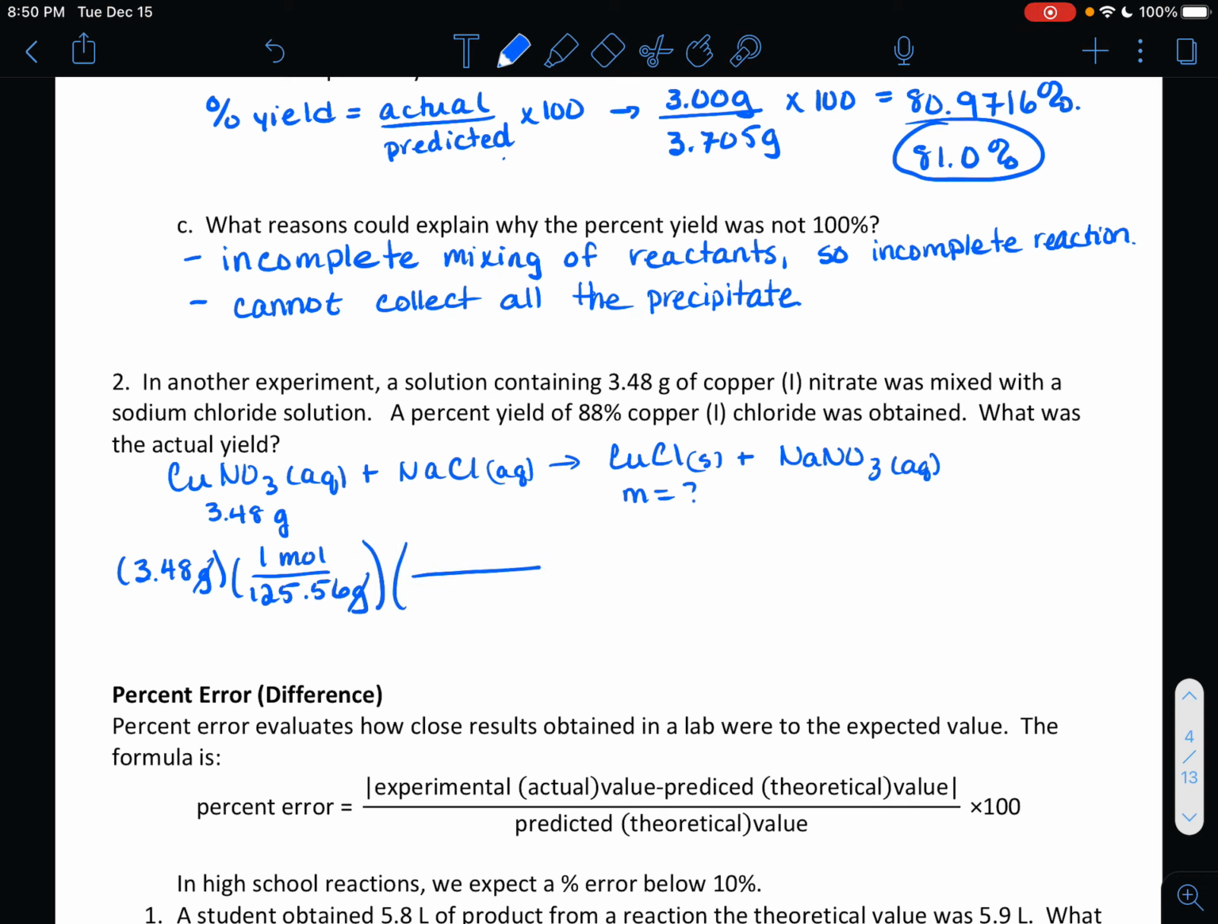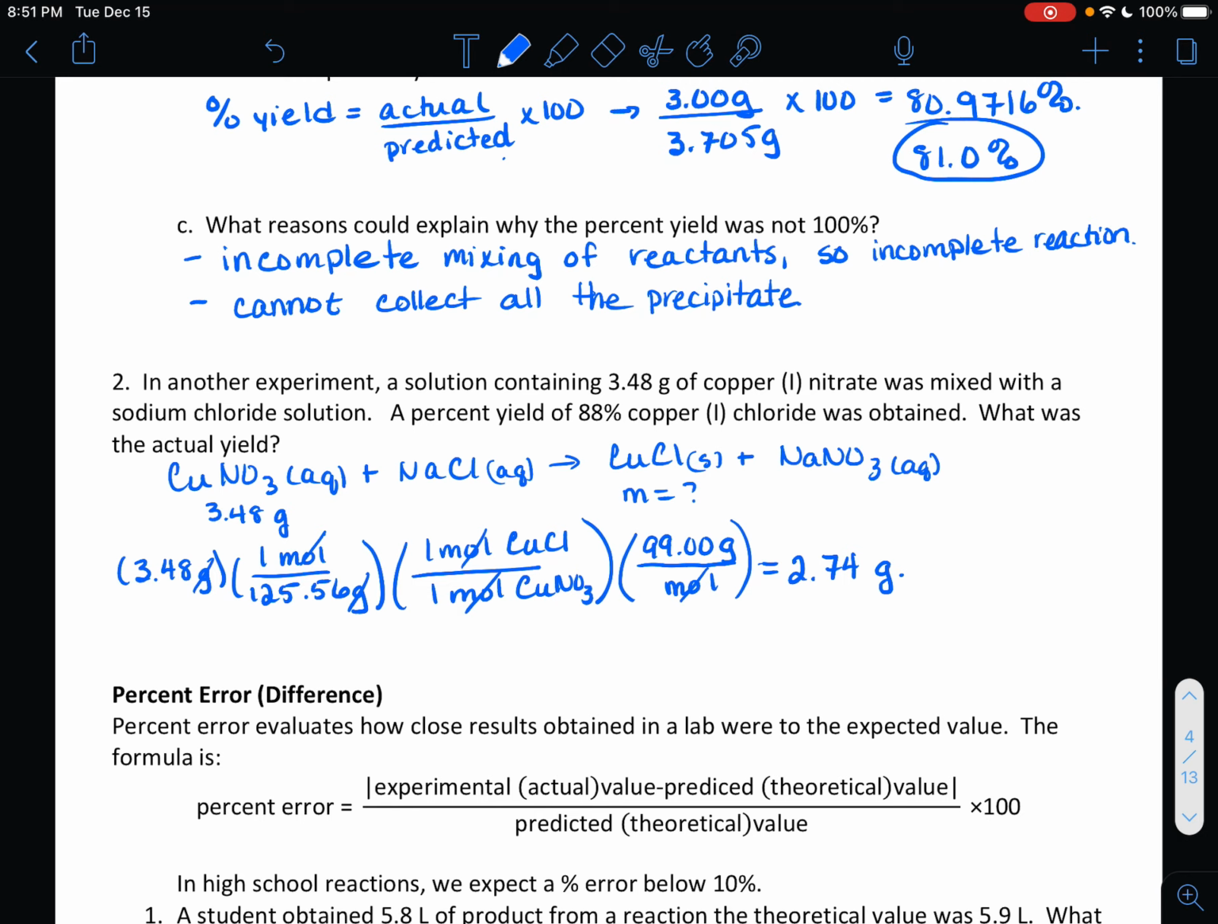My next step, as always, is my mole ratio. I'm looking for CuCl, and I have CuNO3, and I'm well aware that that's a 1-to-1 ratio, but you are required to communicate your reasoning and that you know that that is a 1-to-1 ratio. So now I've converted it from moles of CuNO3 to moles of CuCl. And my last step then is going to use the molar mass of CuCl to figure out the mass of CuCl that I expect. And this turns out to be 2.74 grams.